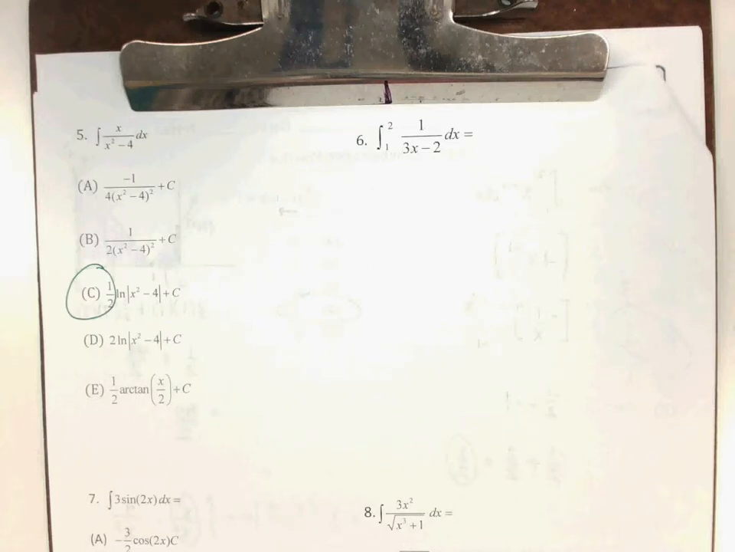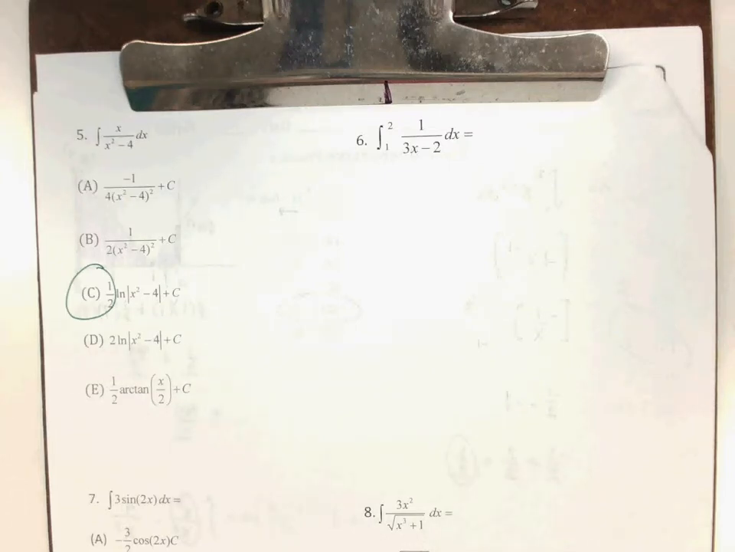1 over u is ln u when you integrate it. So it'd be 1/2 ln u. And then you take your u and just put it back, plus c. And then you switch your u back to being the x squared minus 4.